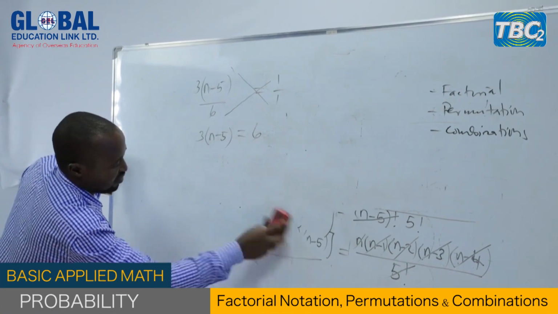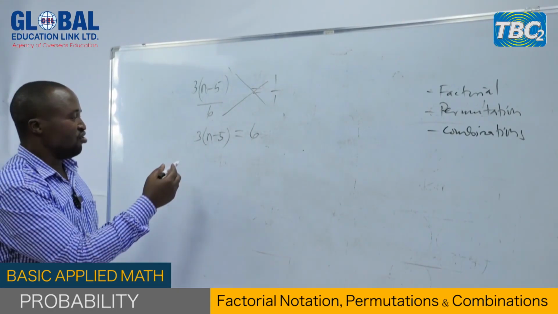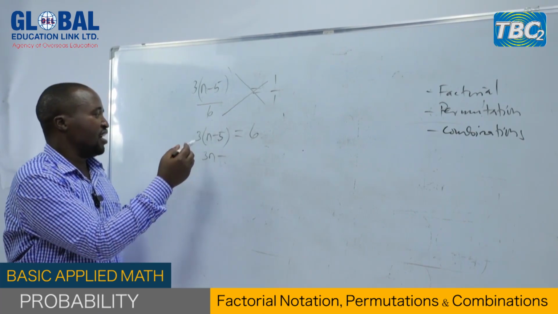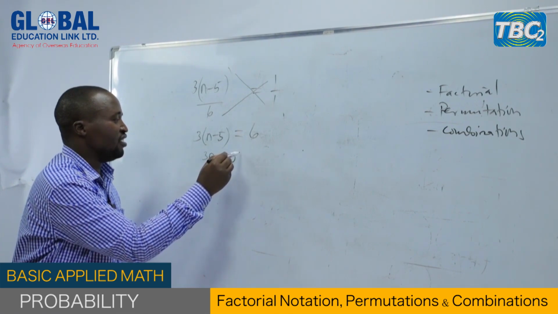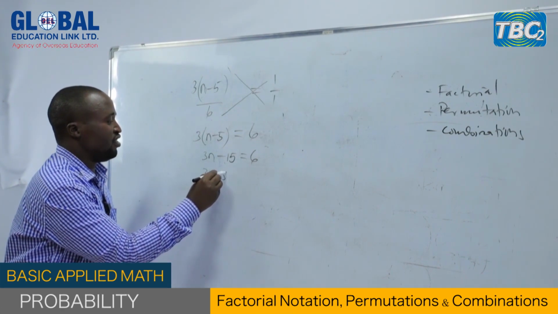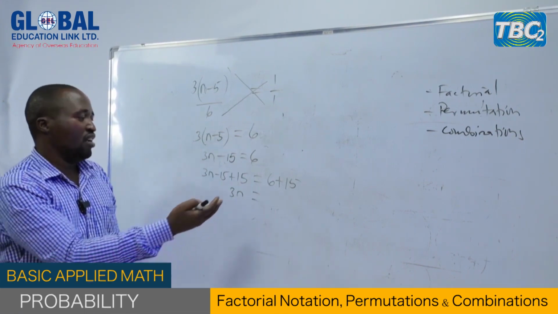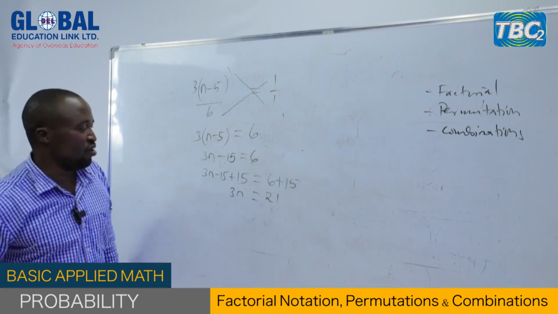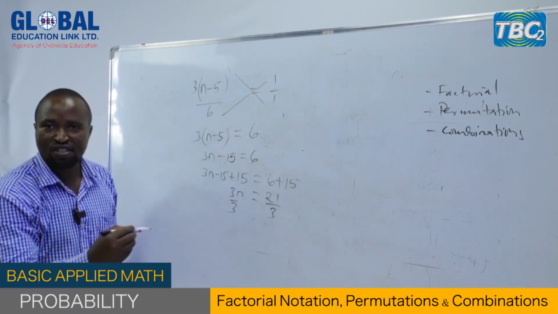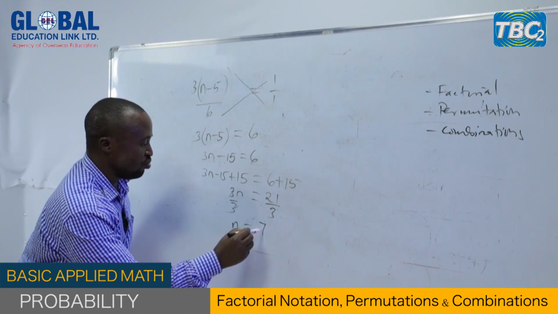Now you can open up the bracket so that you can get the value of n. So opening the bracket, we have 3 times n, we have 3n minus, again, 3 times 5, this is equal to 15. So the result is equal to 6. Now this is 3n minus 15 plus 15, which is equal to 6 plus 15. So here we have 3n, which is equal to, now 6 plus 15, this is the same as 21. Now, to get the value of n, remember, you just divide by 3 from both sides. So here you are going to remain with n is equal to 21 divided by 3. This is equal to 7.